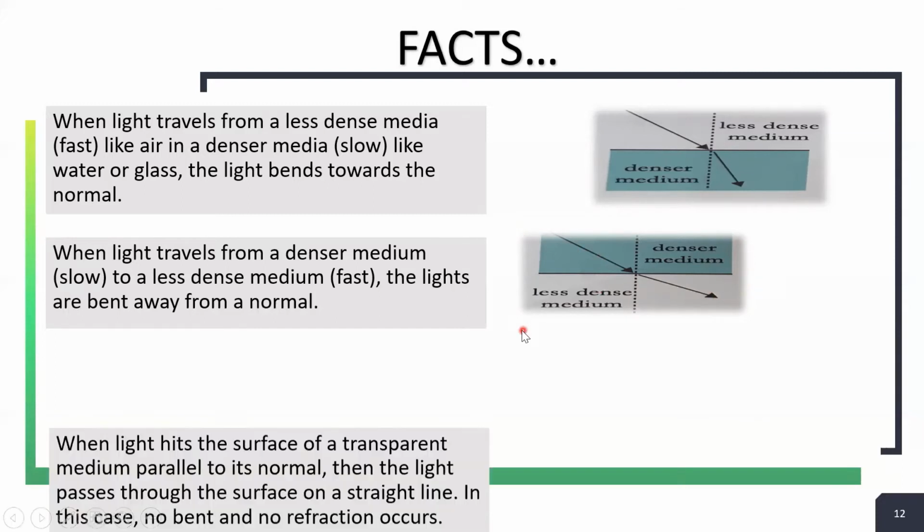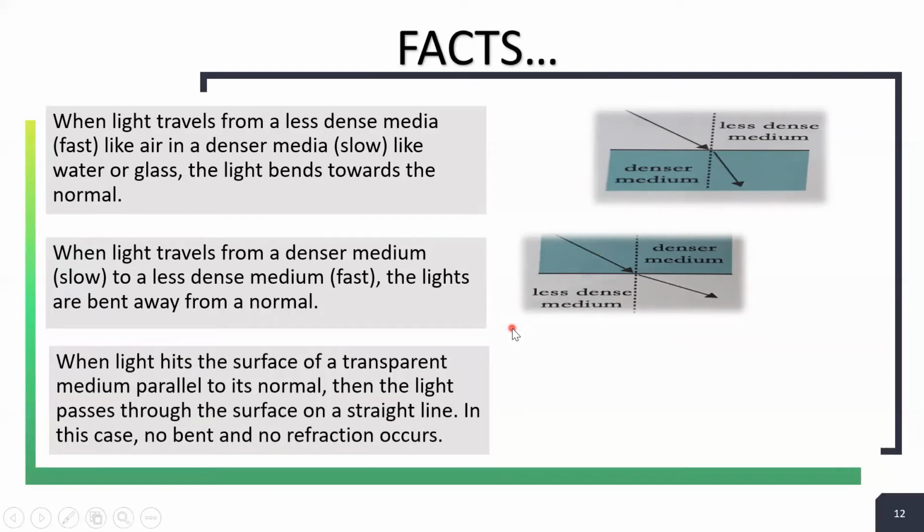Next, when light hits the surface of a transparent medium parallel to its normal, then the light passes through the surface in a straight line. In this case, no bend and no refraction occurs.